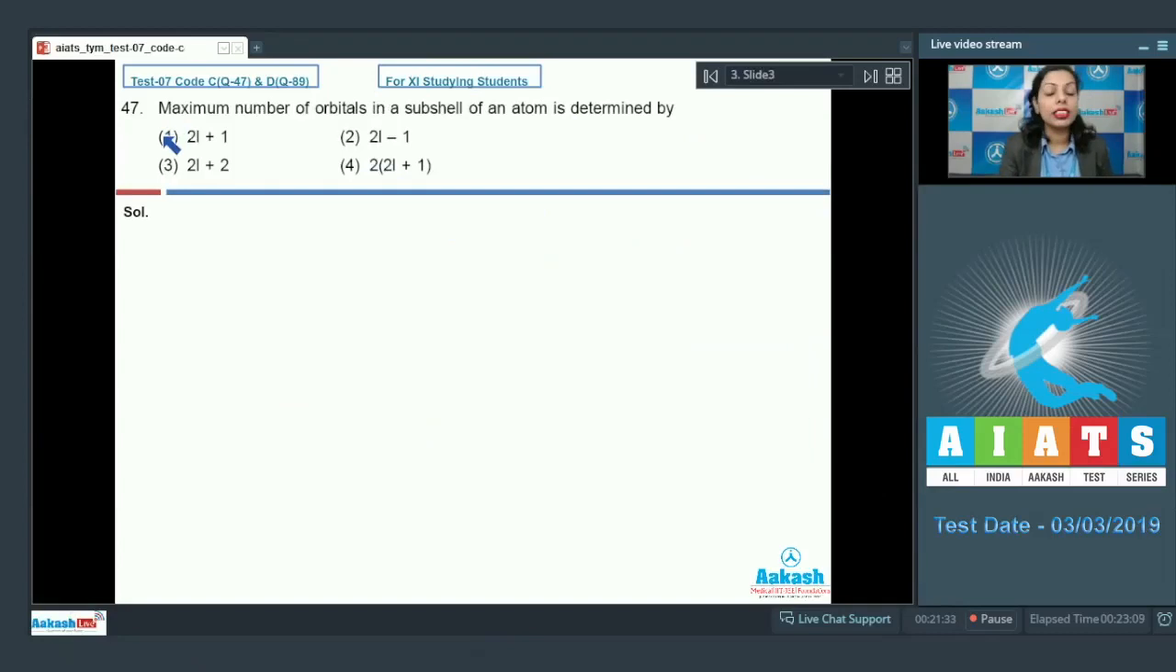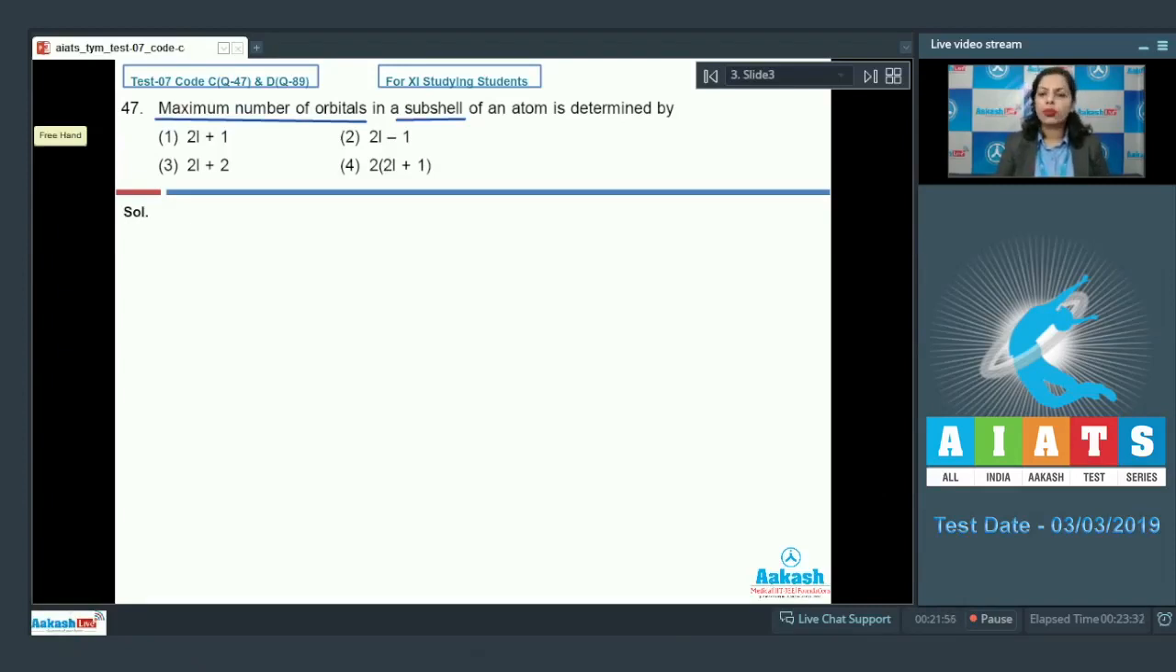Yes, it's time for the next question. Question number 47. Maximum number of orbitals in a subshell of an atom is determined by. In this question, you need to just find out the maximum number of orbitals which are present in a subshell. If I talk about S subshell, there is only 1 orbital. If I talk about P subshell, 3 orbitals are present there.